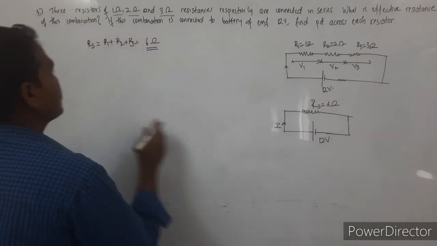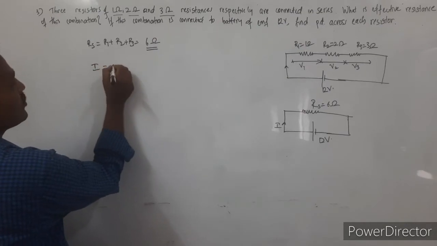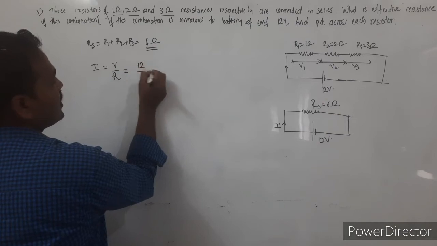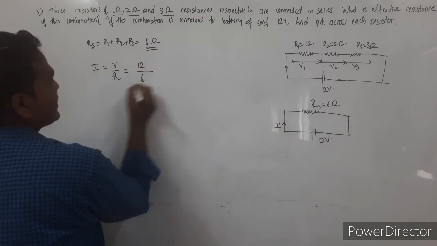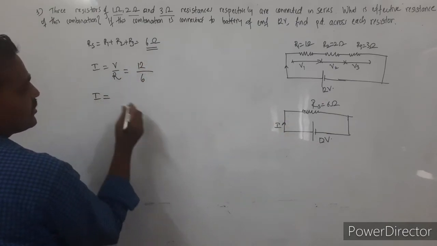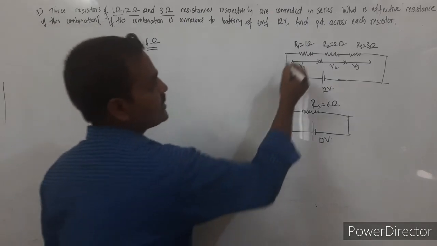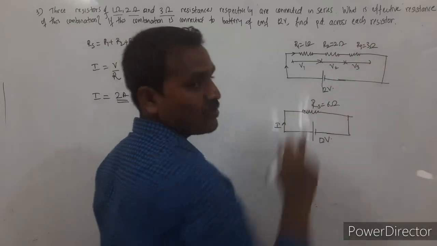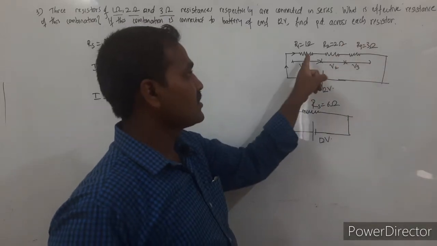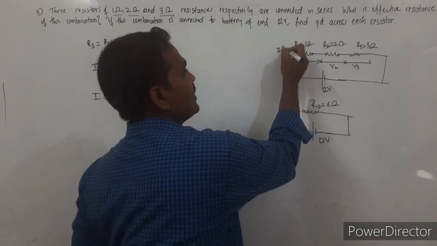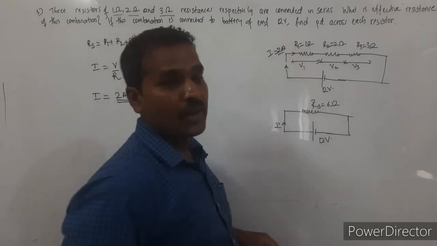By Ohm's law, I is equal to V divided by R. Voltage is 12 volt divided by R, which is 6. So the electric current in the circuit is 2 amperes. In a series combination, the same current flows through all the resistors. So the current through R1, R2 and R3 is equal to I, which is 2 amperes.